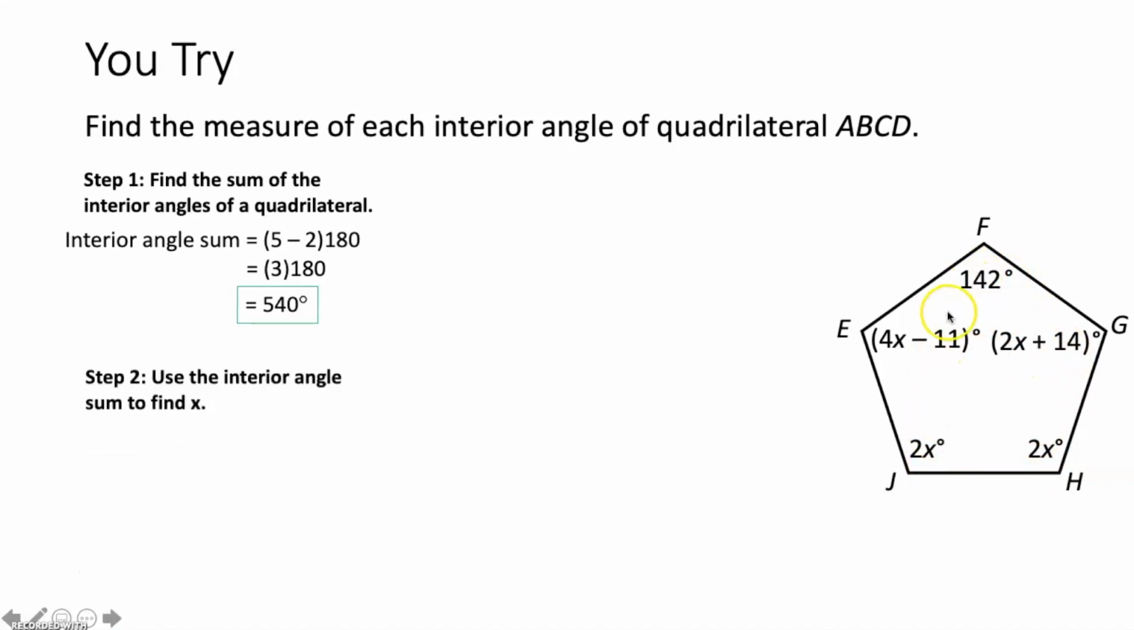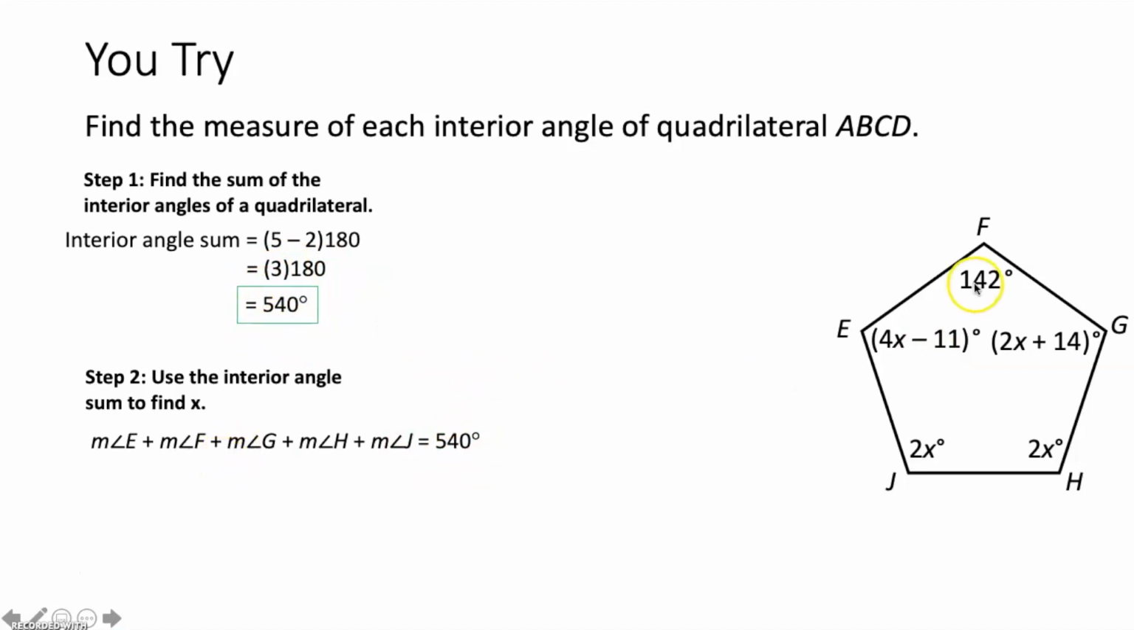So what I can do now is create an equation to solve for x. All I have to do is take the measure of angle E plus the measure of angle F plus the measure of angle G plus the measure of angle H plus the measure of angle J and add those up and set them equal to 540 degrees, the sum of the measures of the interior angles.